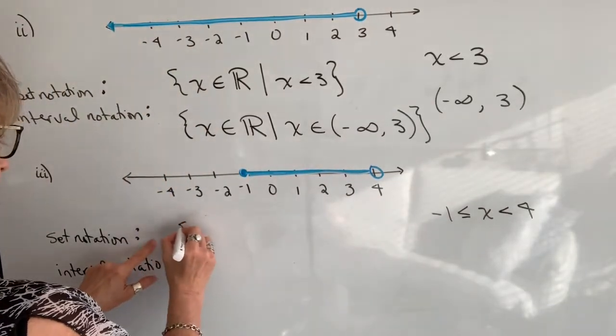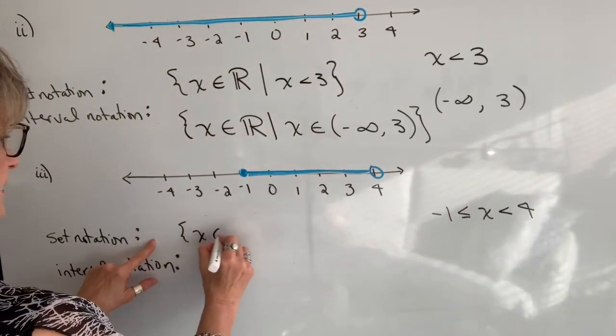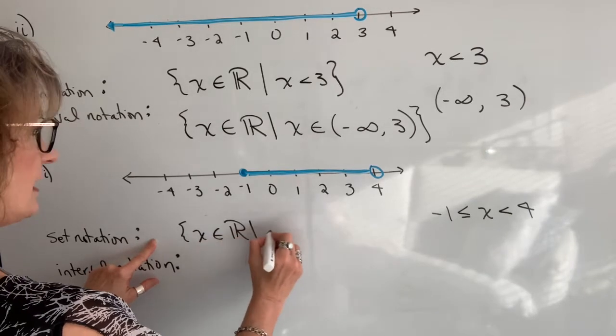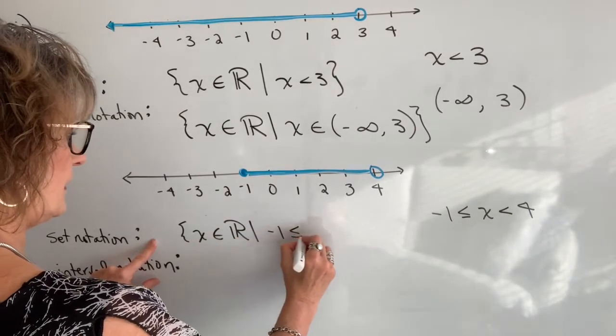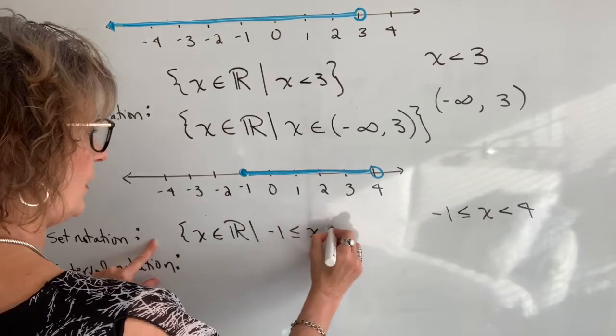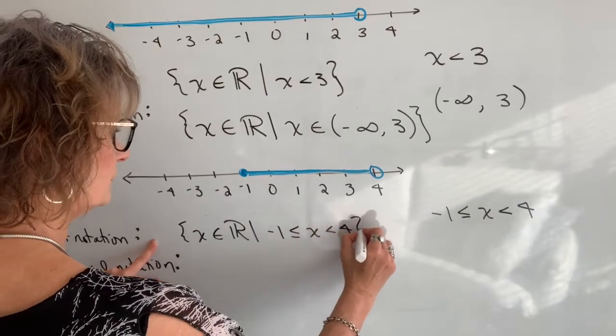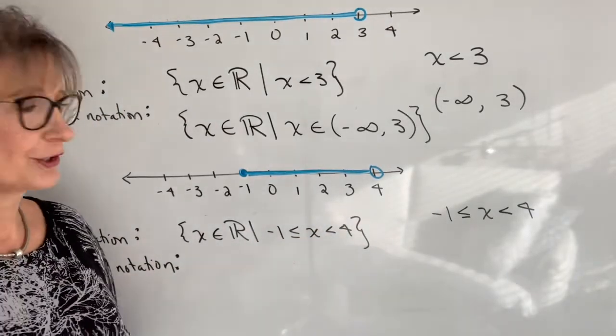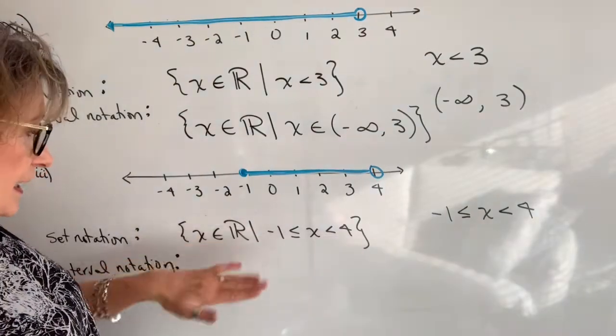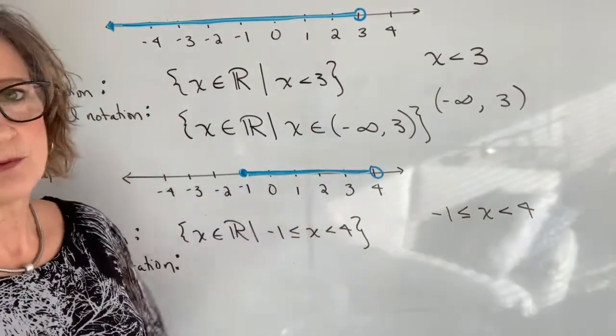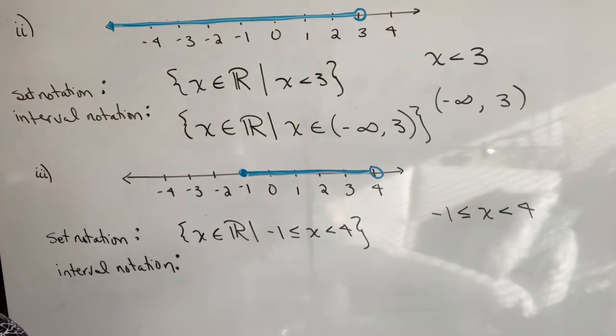To write it properly with the formal notation, x is an element of the set of real numbers such that x is greater than or equal to -1, but less than 4. Okay, hopefully you're getting the understanding of the formal notation or more informal way of expressing it.